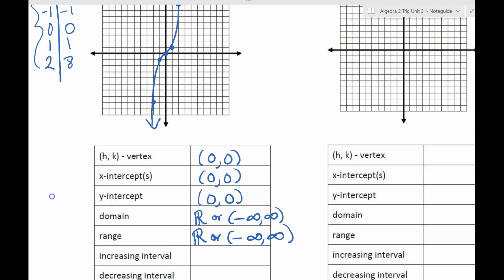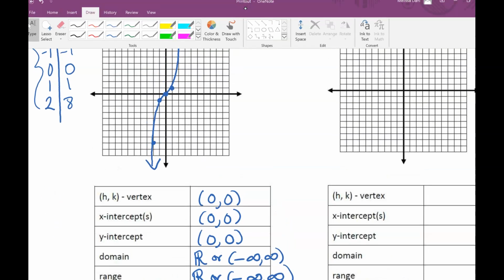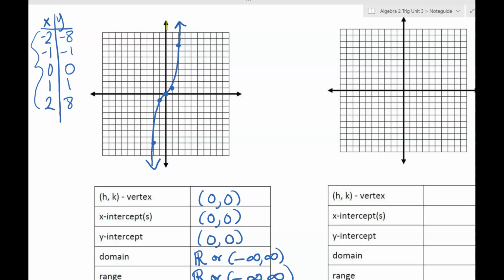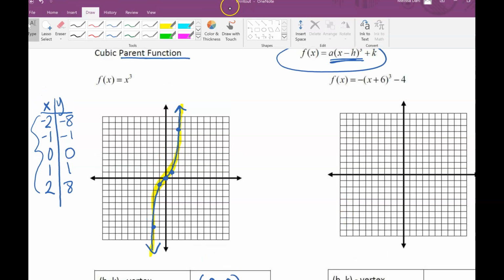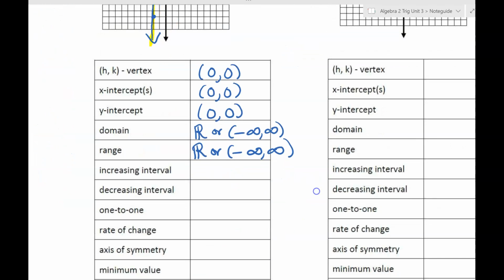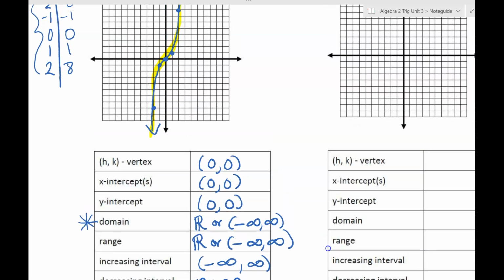For our increasing and decreasing intervals, this graph never actually turns around. So without a distinct turning point that kind of looks like a vertex, the graph only has one type of behavior. If I follow this graph from left to right, I see that the whole time I'm behaving like an increasing type of object. That means this entire function is increasing, and that would refer to its domain. Remember, increasing and decreasing intervals are domain values, so for all x's it's increasing, and that means there is no decreasing interval.